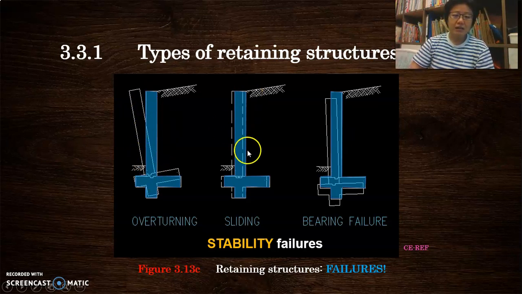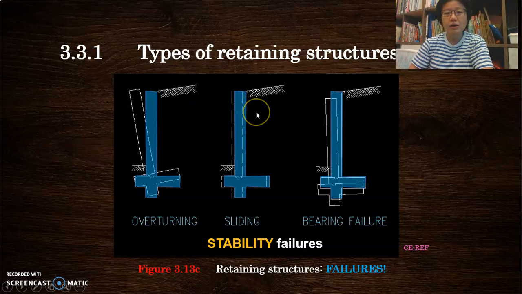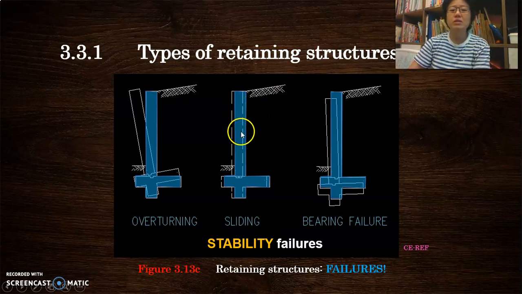So, and the second one is sliding. This is like in mathematics we learn, translational movement, right? From one point it moves to the other. Okay. In this case, it's moving to the front because it's trying to retain the soil at the back, and this soil is pushing it forward because the wall is not quite sufficient in terms of load resistance capacity to resist the forces coming in from the back. And the third type of stability failure that we can encounter is the bearing failure.